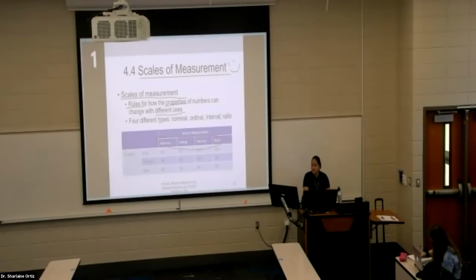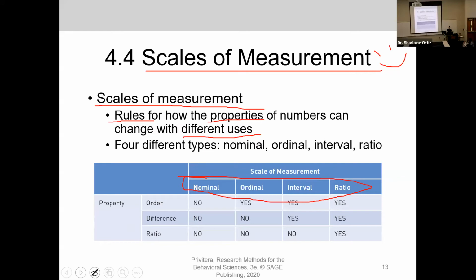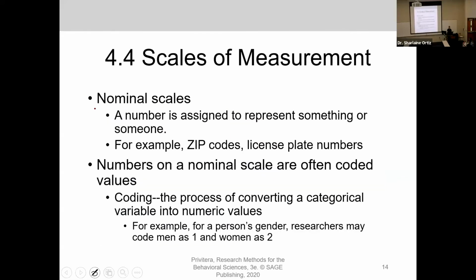Now let's cover them a little bit more in detail. The first one that we're going to cover is a nominal scale. It's simply there to represent something or someone. It only involves the representation, okay? That number doesn't give me anything else. It simply tells me this represents something or someone.